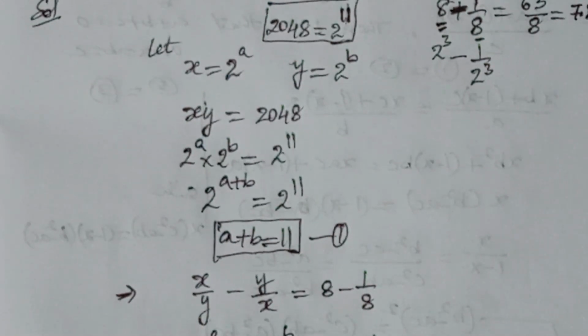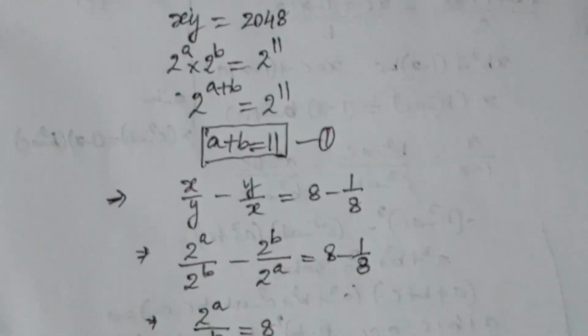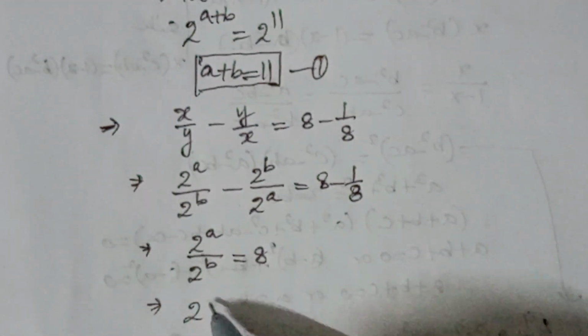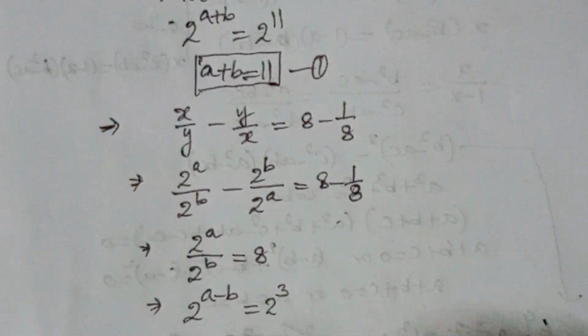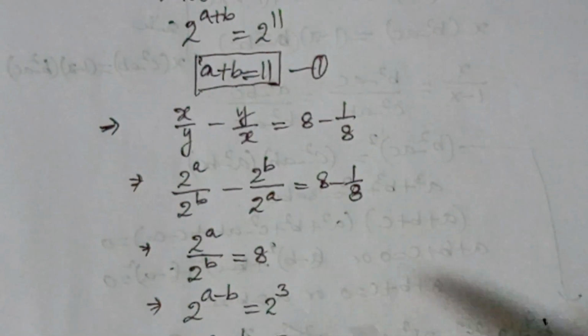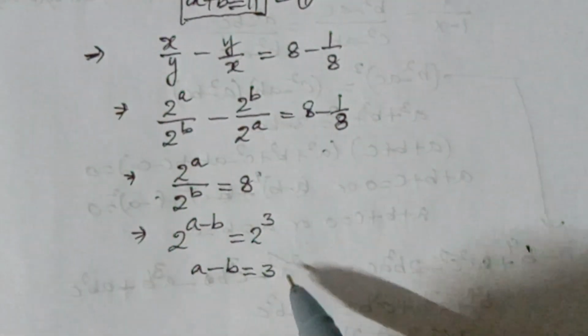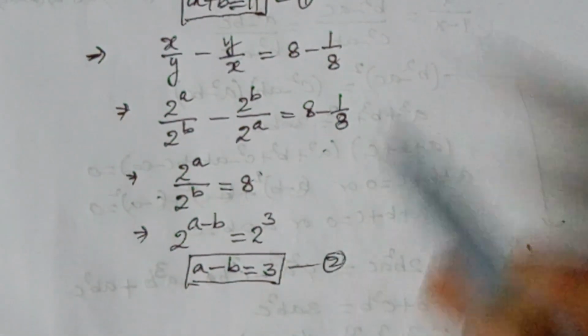So here 2 power a by 2 power b, let it be 8. 2 power a by 2 power b is equal to 8. In exponential form, 2 power a minus b is equal to 2 cube. So a minus b is equal to 3. a minus b value 3. Let it be the second equation now.